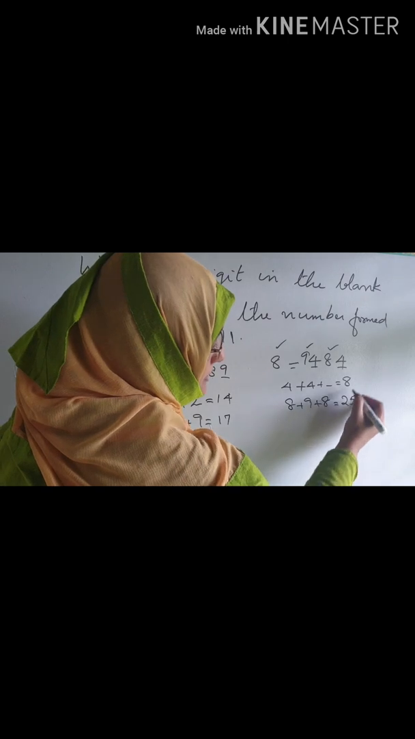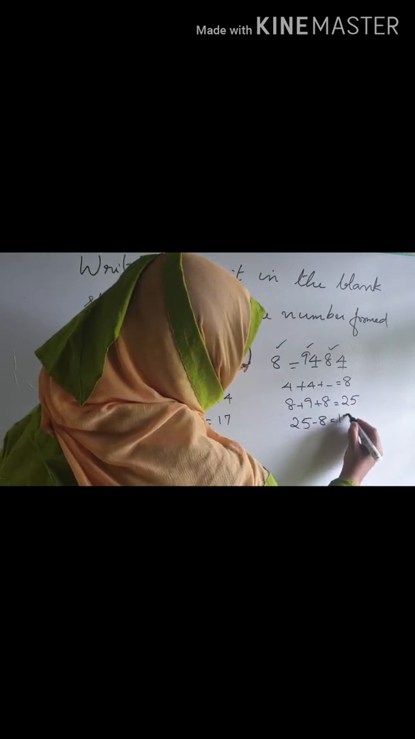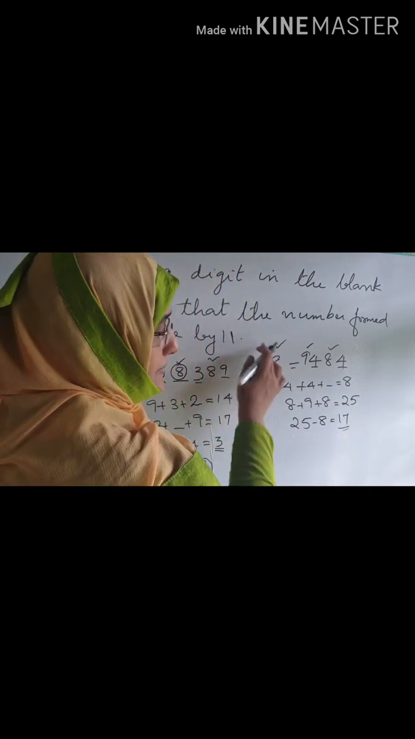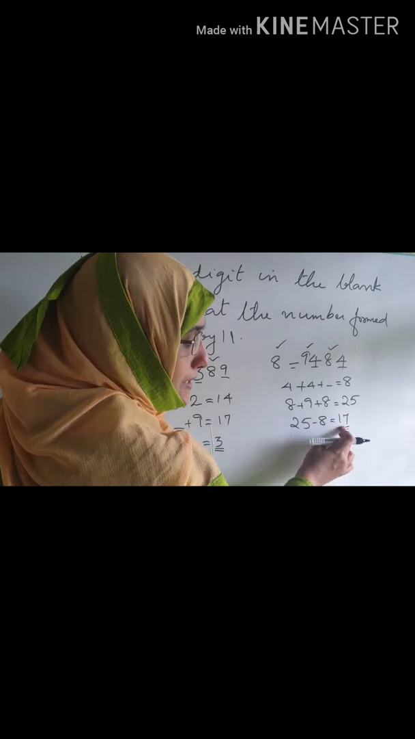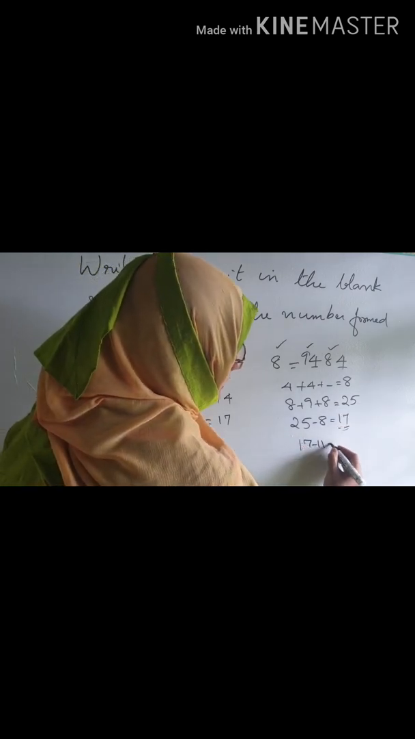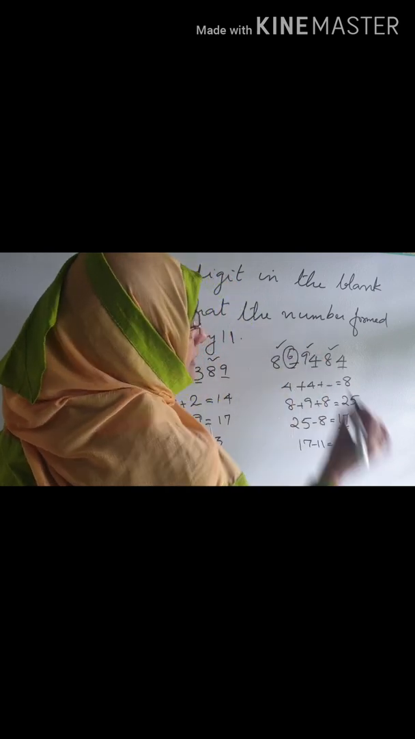Then next, find the difference between these two. 25 minus 8 is 17. One more step is there for finding the missing number. What is that? Find the difference between 17 and 11. What is the difference between 17 and 11? It is 6. So, 6 will be the answer.